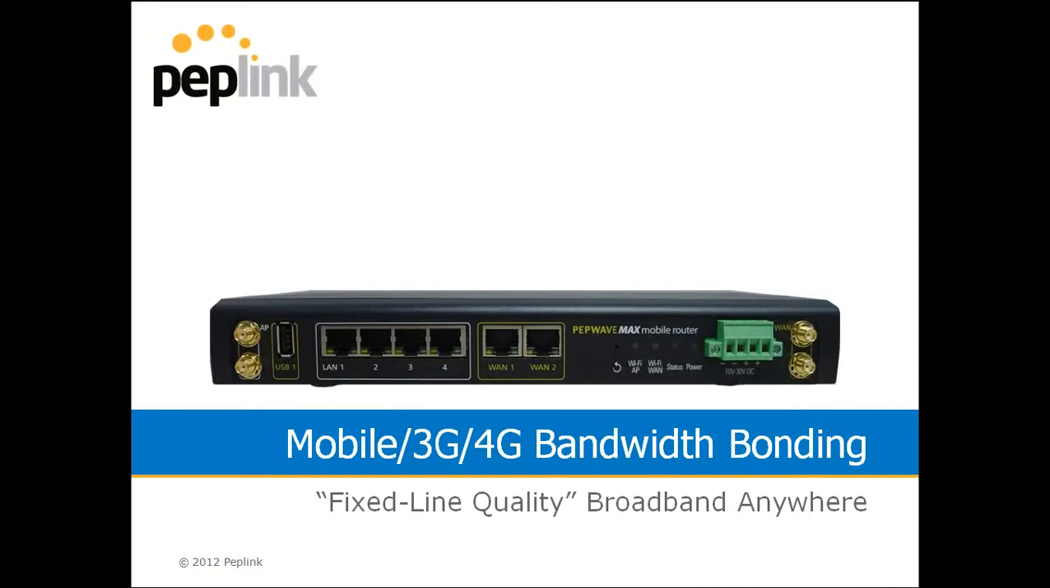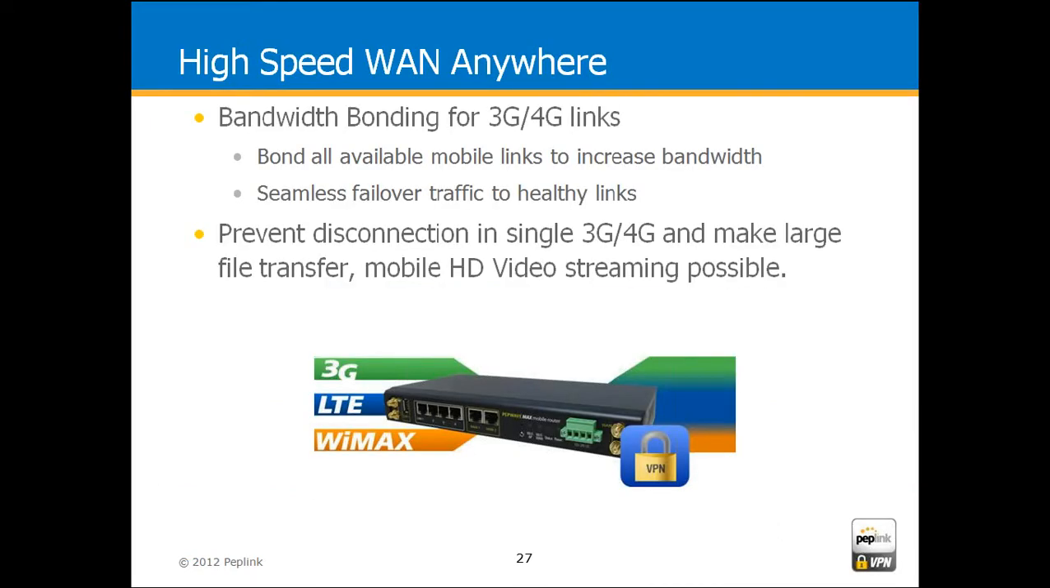Mobile 3G, 4G bandwidth bonding, having fixed line quality broadband anywhere. And this is a picture of our MAX mobile router. High-speed WAN anywhere, bandwidth bonding for 3G, 4G links. Bond all the available mobile links to increase the bandwidth. Seamless failover for the traffic to the healthy links. Prevent disconnection in a single 3G, 4G environment and make large file transfers, mobile HD video streaming possible.